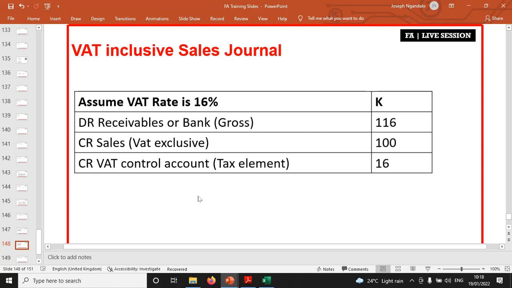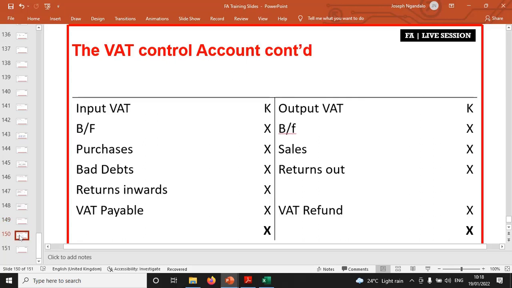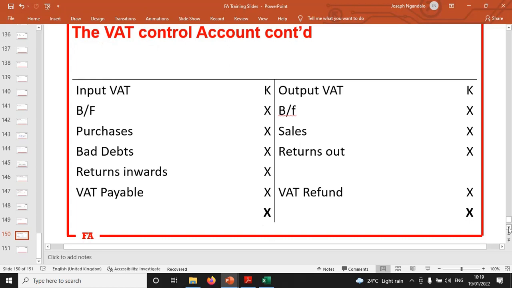Okay. In the interest of time, we now conclude with the VAT control account. This is an account that is used to compute VAT payable or receivable from who? Tax authorities. So I'm going to give you some time to write this particular account. Please write what you can see.